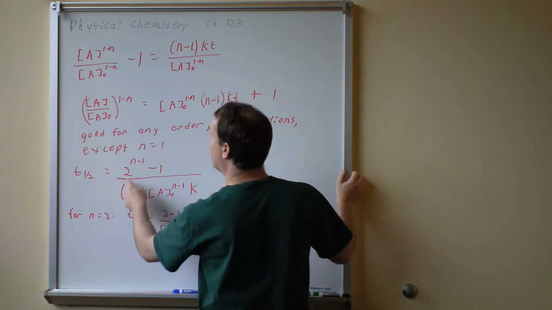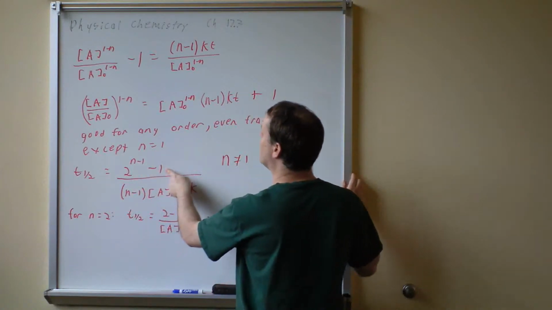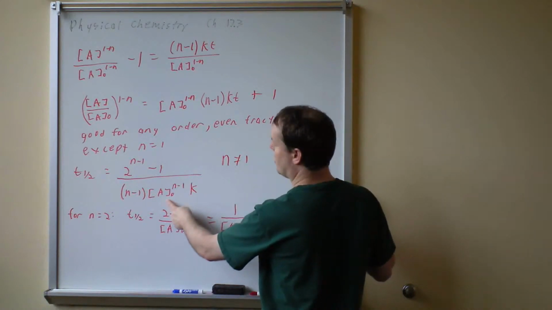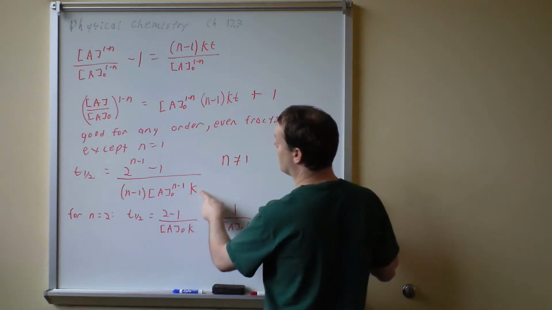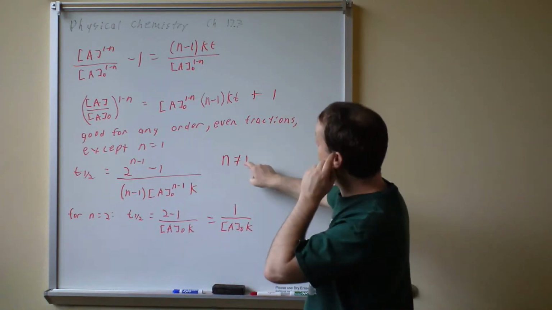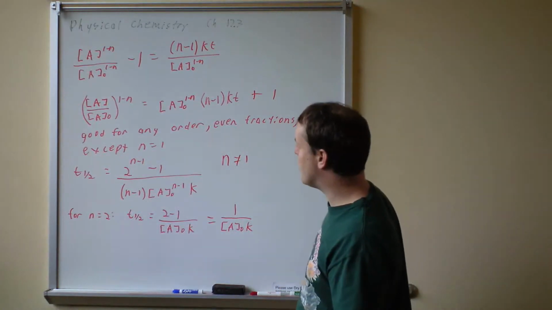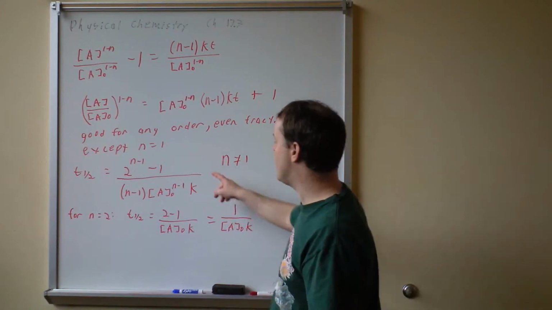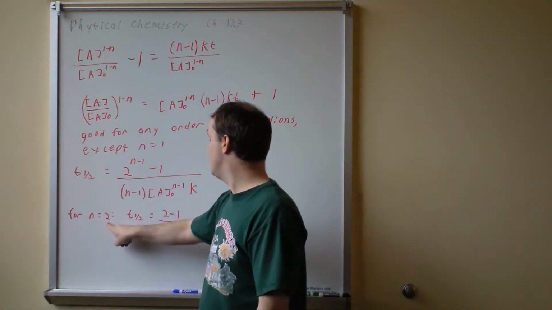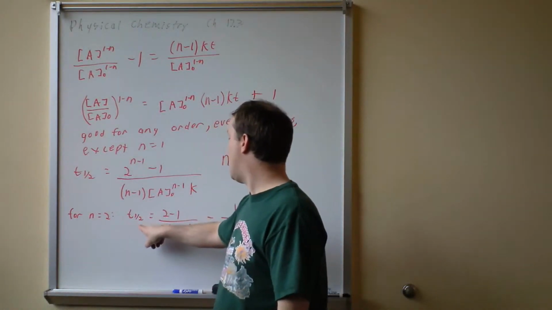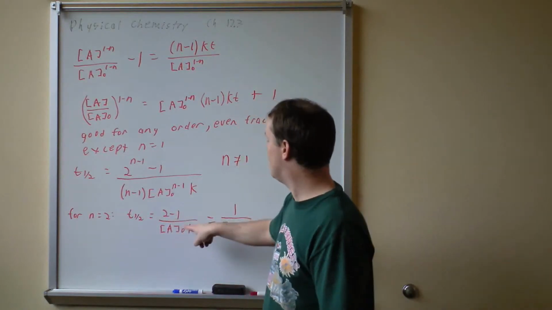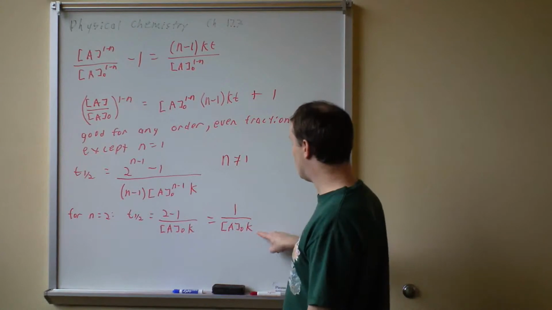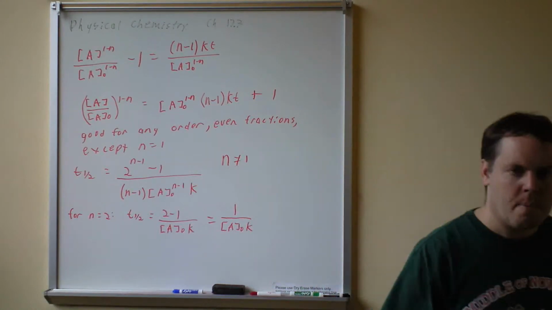You get t 1/2 is equal to 2 to the n minus 1, minus 1, divided by n minus 1 times the initial concentration of A to the n minus 1 power times k. And that won't work for n equals 1, but it'll work for any other order. As an example, we already did second order, but to verify this formula works, you put in 2 for n, you get the half-life t 1/2 is equal to 2 minus 1 over A naught k, which simplifies to just 1 over A naught k.